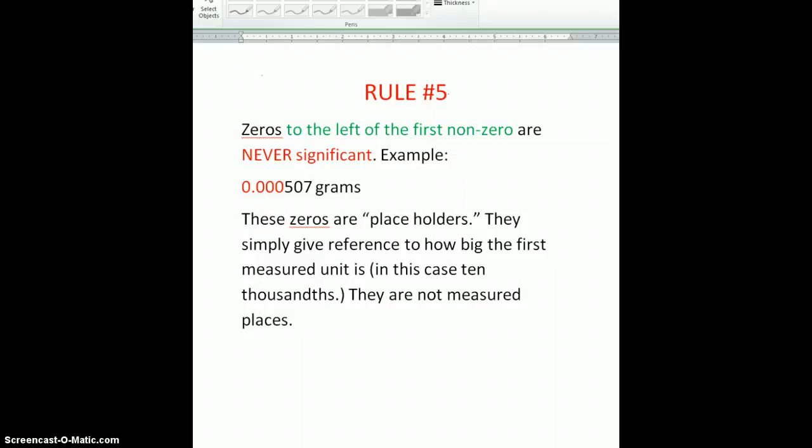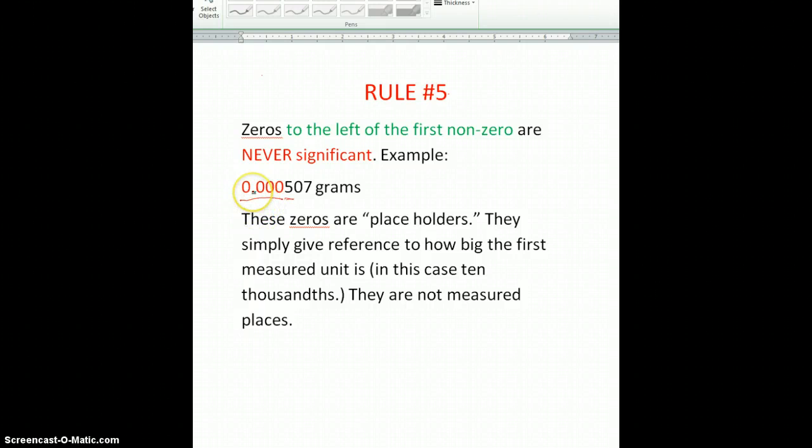The fifth and final rule governs zeros that are to the left of the first non-zero, and of course we'd be using these zeros to represent small values. And these zeros serve the same purpose as the zeros we saw at the end and to the right of the last non-zero in the preceding rule. These simply are placeholding zeros.